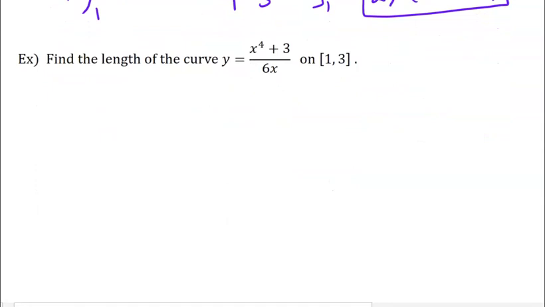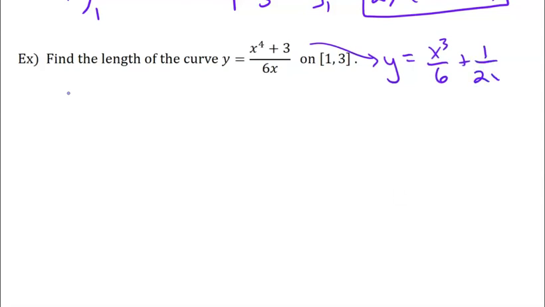Okay, so first thing I want to do, since I have 2 terms in my numerator, 1 in my denominator, is I'm actually going to reduce that. I'm going to divide. So x to the 4th divided by 6x is x cubed over 6 plus, and then 3/6x is 1/2x. I'm going to write it like this. Or if you want to write it as 1/2 x to the negative first, that's fine. Okay, still remember to take your derivative before you square.